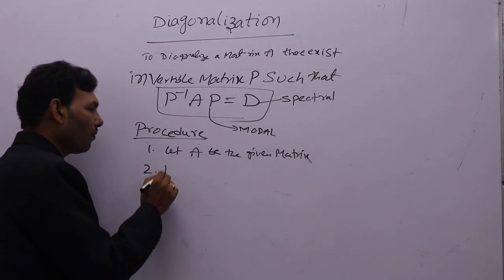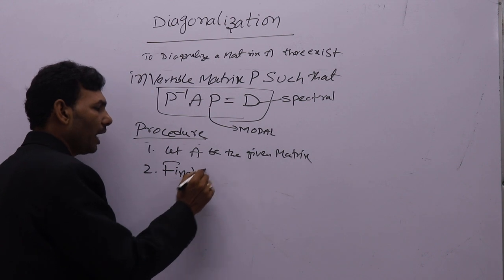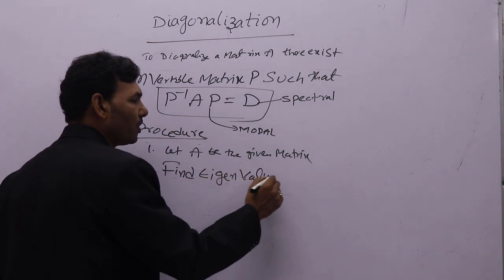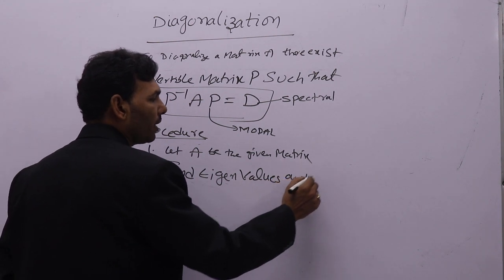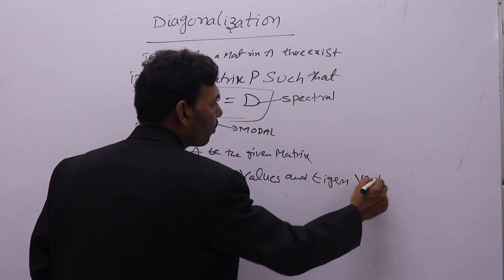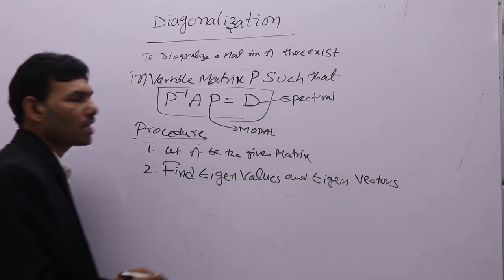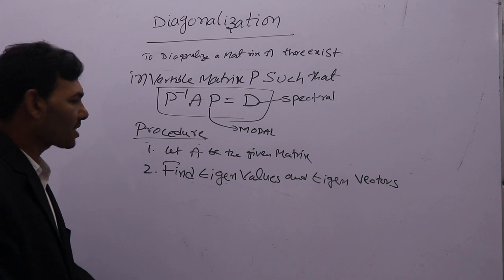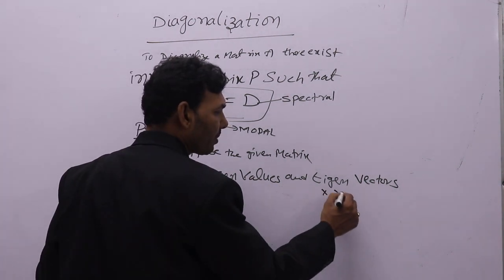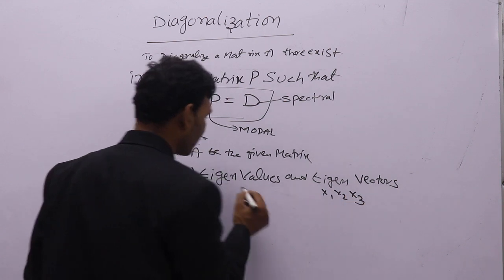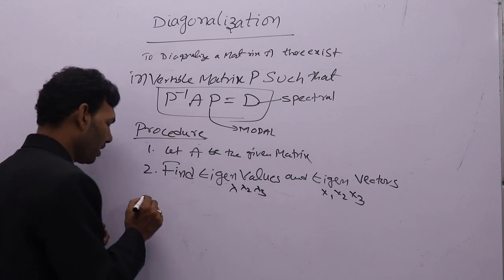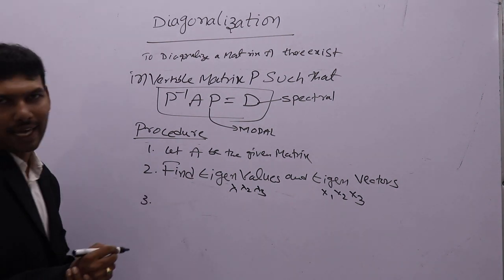Then find eigenvalues and eigenvectors of A. You know how to find eigenvalues and eigenvectors of A. Just now we discussed it. Generally we represent eigenvectors with x1, x2, x3 and eigenvalues with lambda 1, lambda 2, lambda 3. Those two you need to calculate.